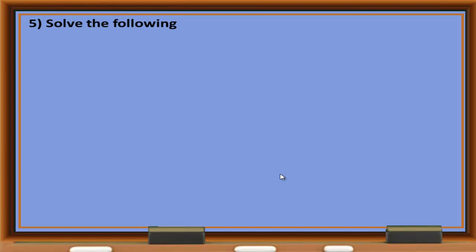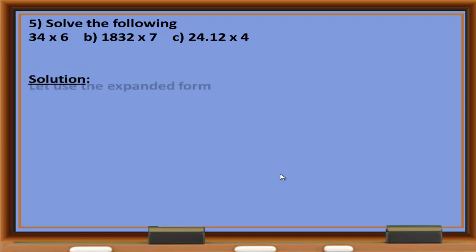Number 5. Solve the following. Question A is 34 times 6. Question B is 1832 times 7. Question C is 24.12 times 4. Let's work A. Let us use the expanded form.